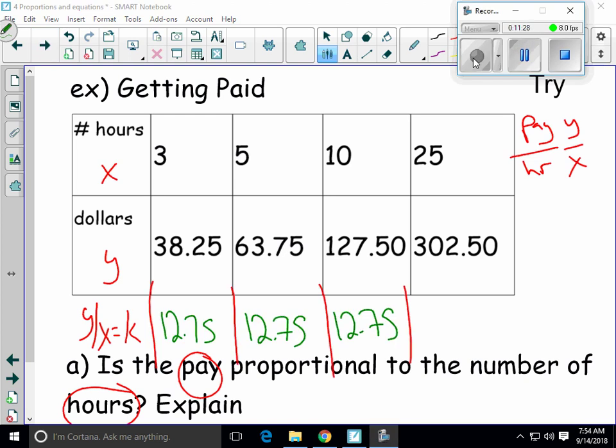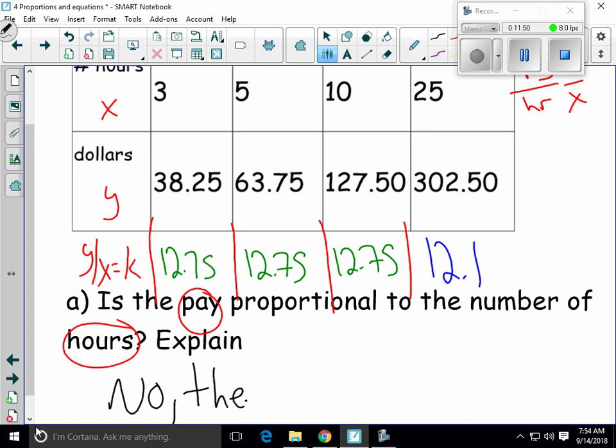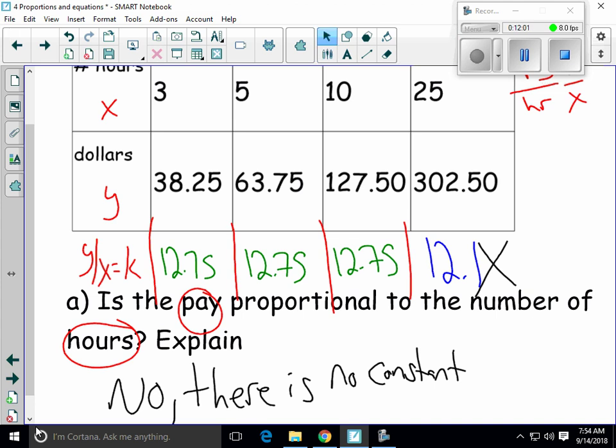Dividing again, 12.75, 12.75, 12.75. It looks good, but when we do this last one, we get 12.1. They are not all the same. There is no constant, so this is not a proportion. This table does not represent a proportion because there is no constant. You might get the same value when you're dividing for most of them, but if one of them is different, then it cannot be a proportion.